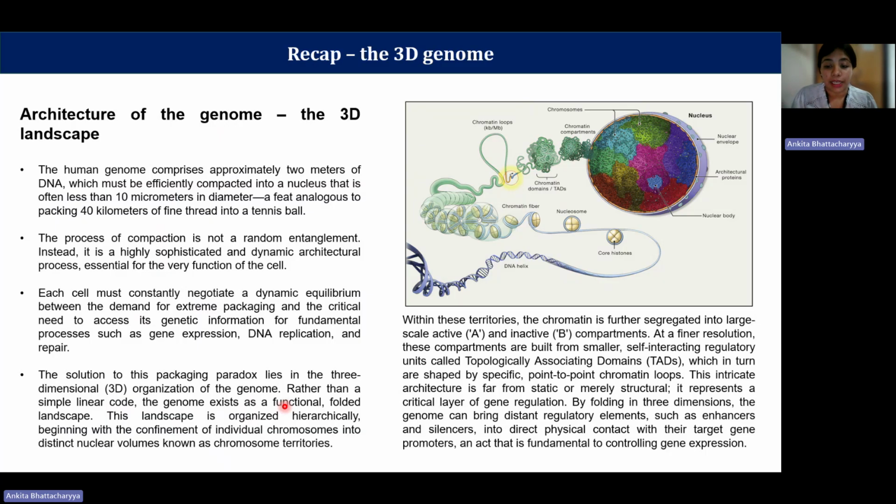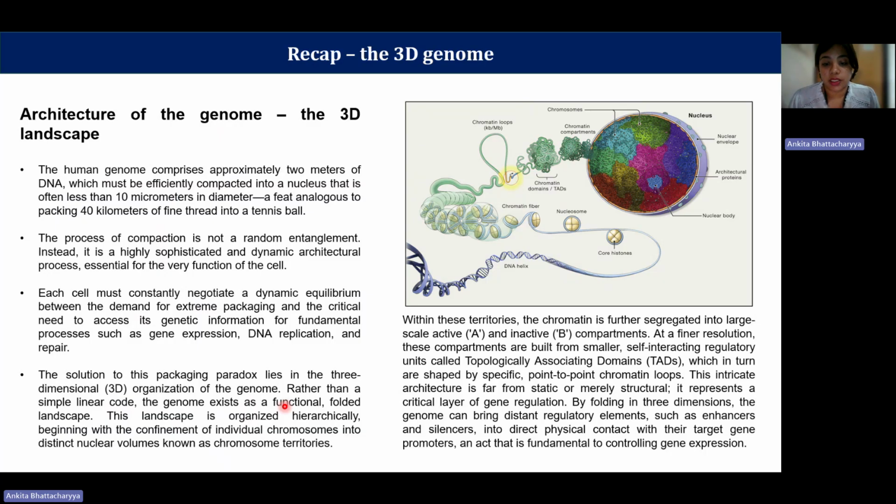When we talk about active and inactive compartments, it is analogous to considering how the DNA is present in both heterochromatin and euchromatin. There are some regions which are transcriptionally active, some which are not. At finer resolution, these compartments are built from very small self-interacting regulatory units, which are called TADs, or topologically associated domains, which in turn are shaped by specific point-to-point chromatin loops.